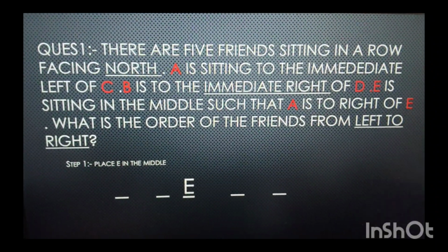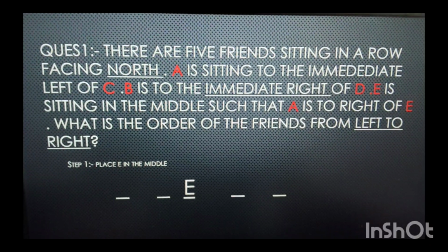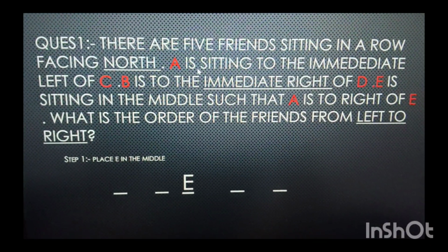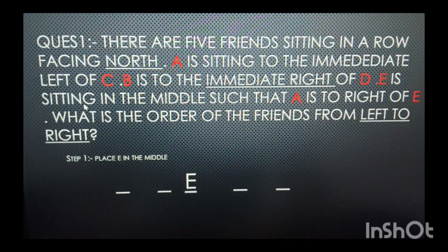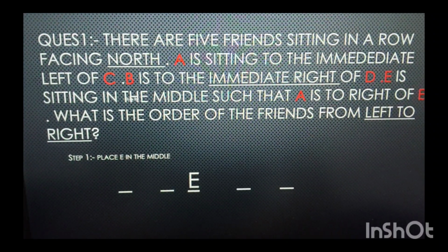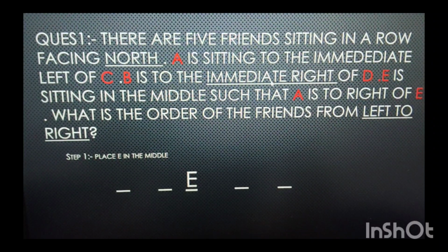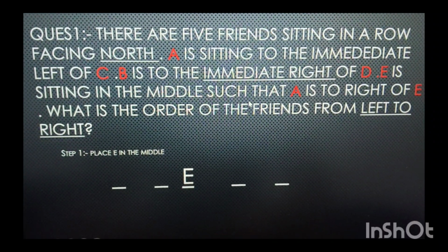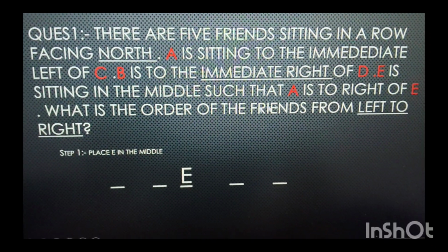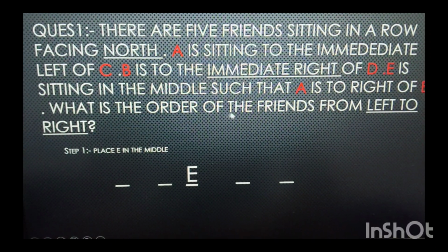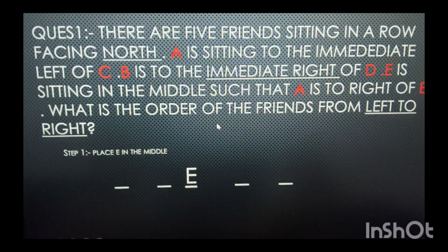So the very first question I have taken is very basic. So considering this question, what is the question? There are 5 friends sitting in a row facing north. A is sitting to the immediate left of C, B is sitting to the immediate right of D, E is sitting in the middle such that A is to the right of E. So what the examiner wants to ask is, what is the order of the friends from left to right?